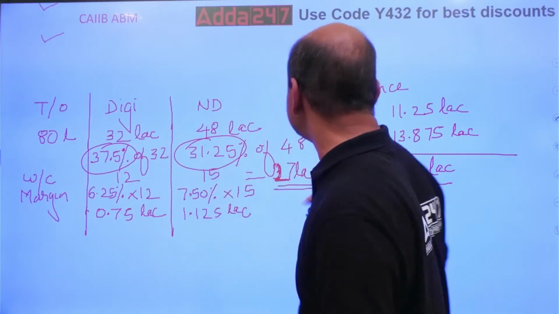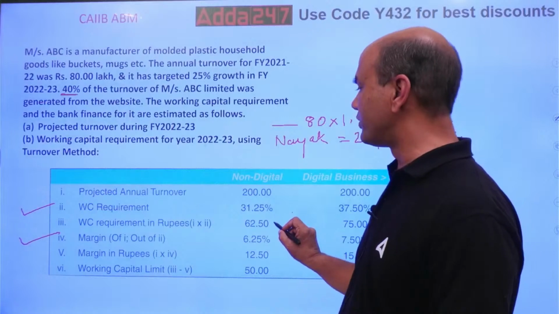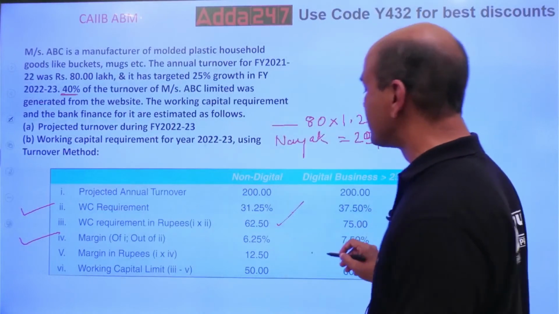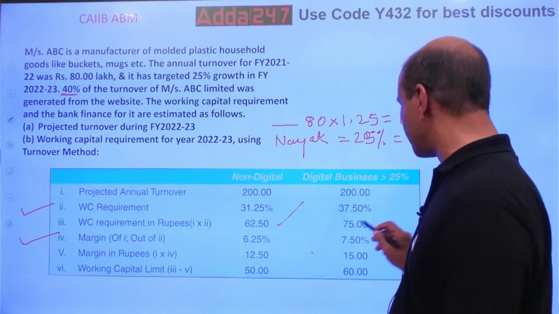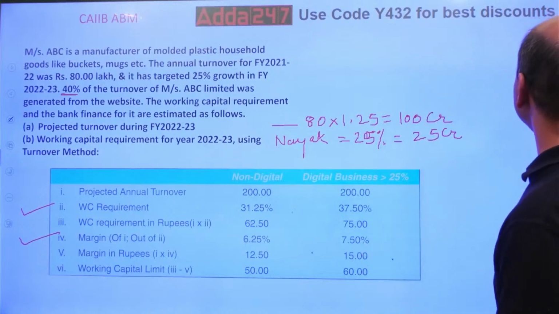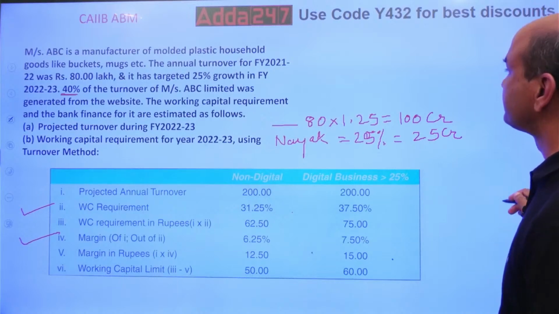So now this percentage given over here, this is 62.5. 62.5 was your working capital requirement. So here it is 6.25%. So 10% of this. Similarly 10% of this. So same logic you will apply over here. This logic over here will be, say this.